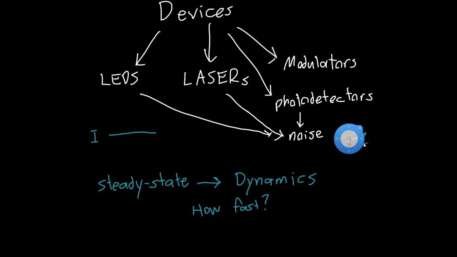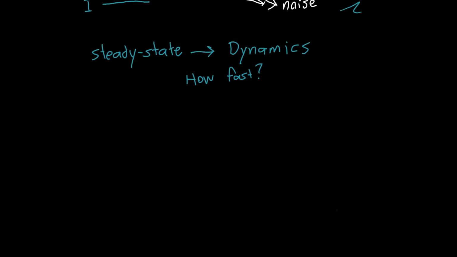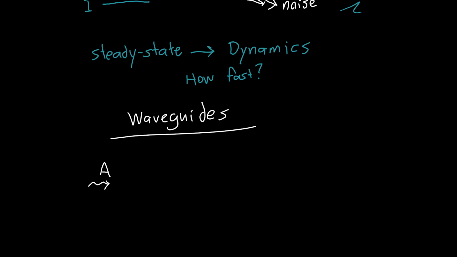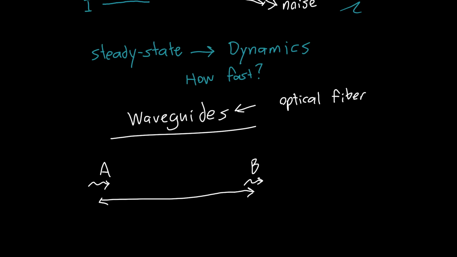And last but not least, we need to get light in and out of these systems. And so we're going to go over waveguides. We're going to go over how we actually transport light from point A to point B on something like a photonic integrated circuit, or just across some distance. And waveguides are the central way of doing this. Optical fibers are one kind of waveguide. But we've also got slab waveguides, as well as rectangular waveguides and other sorts of waveguides.